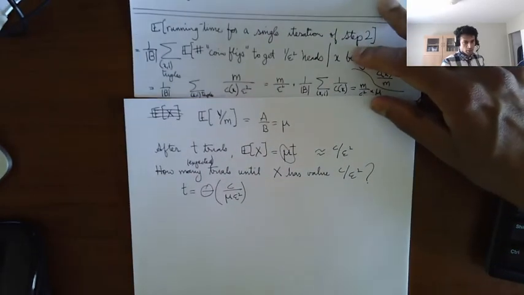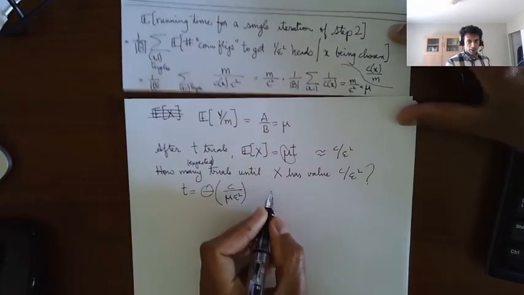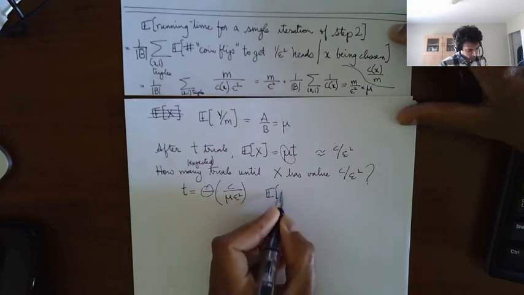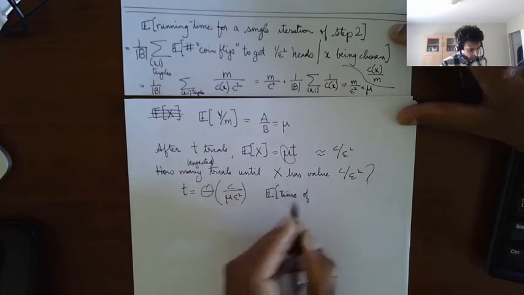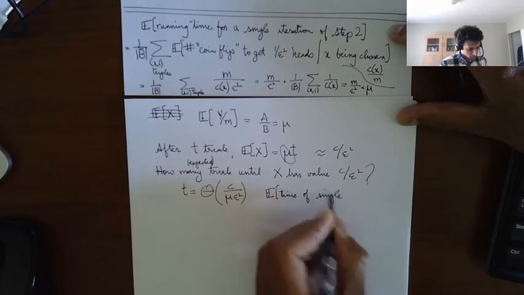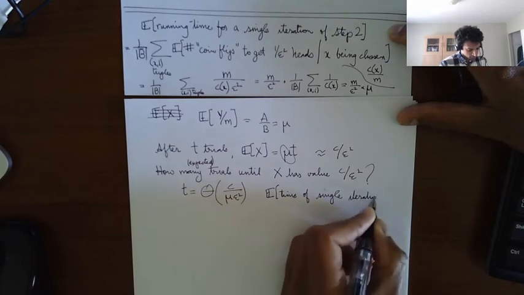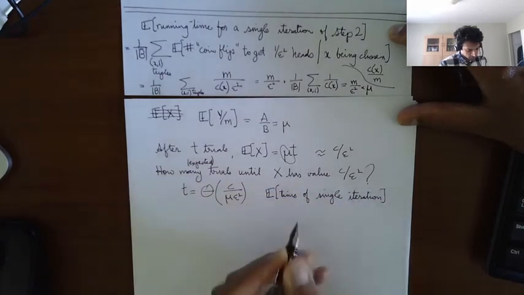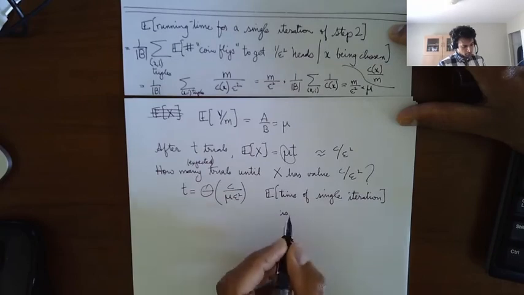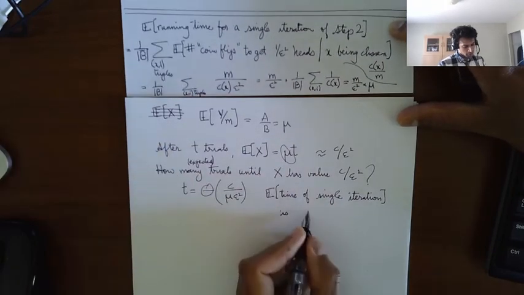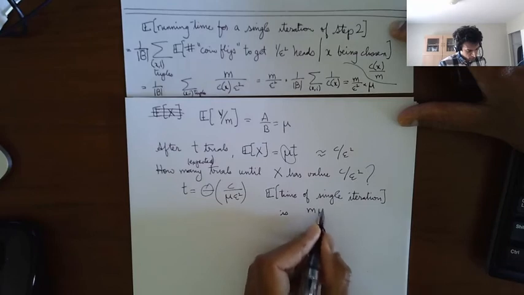On the other hand, the expected running time of a single iteration is m mu over epsilon squared.